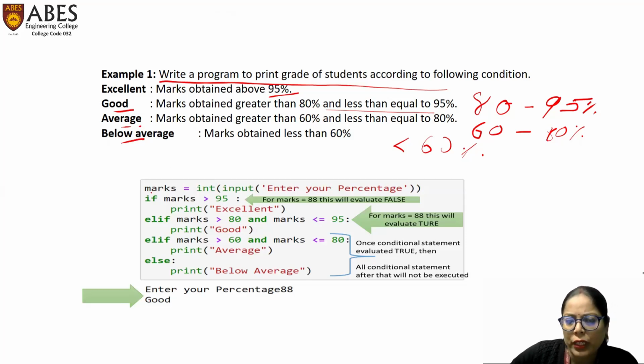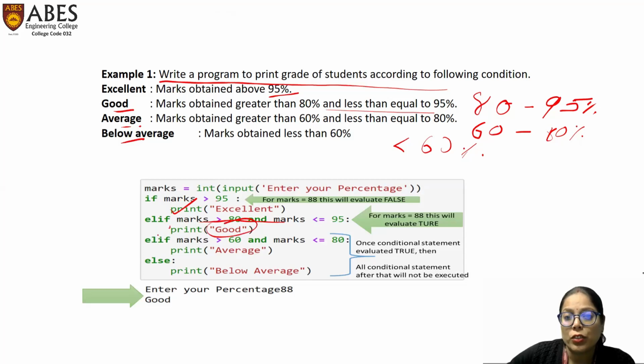Now we will start. We have taken the marks input from the user. The user will enter the percentage, and now it will check if marks is greater than 95, it will print excellent. Elif, if the condition is true, it will execute. But if this condition is not met, it will move here. If this condition is false, it will move here and check whether it falls in this category. If this condition is true, this will be executed.